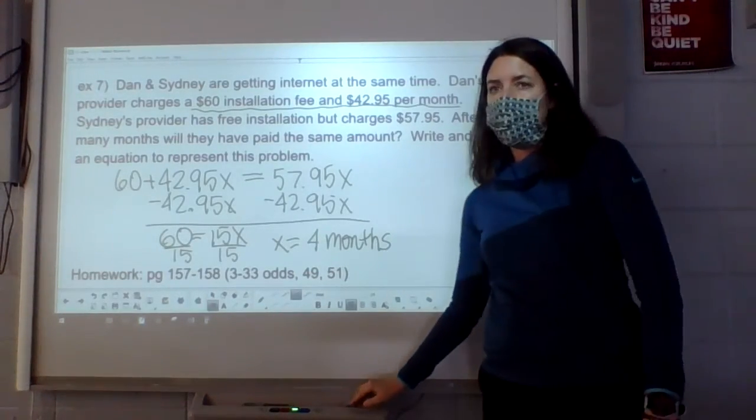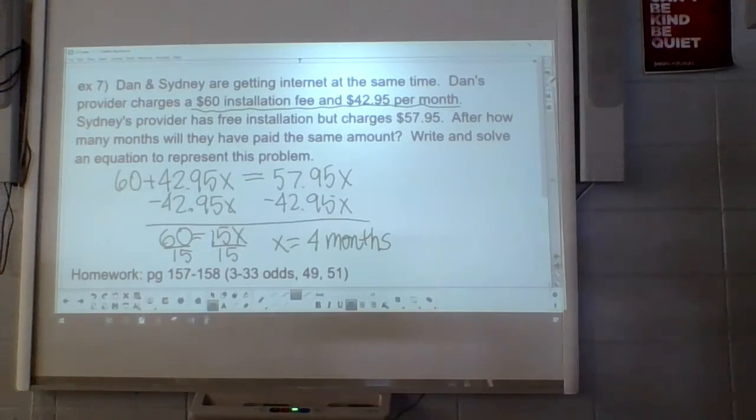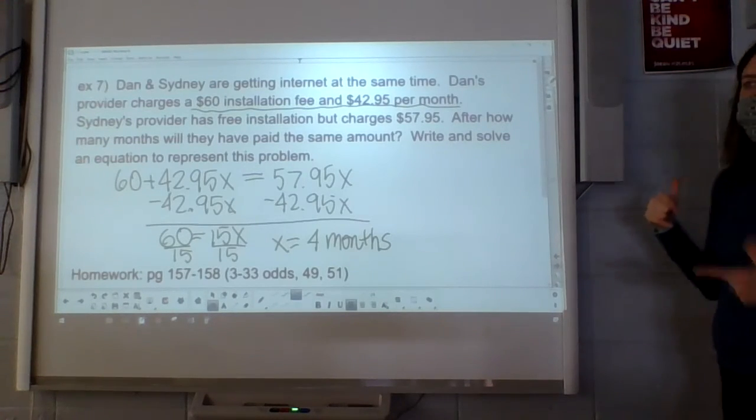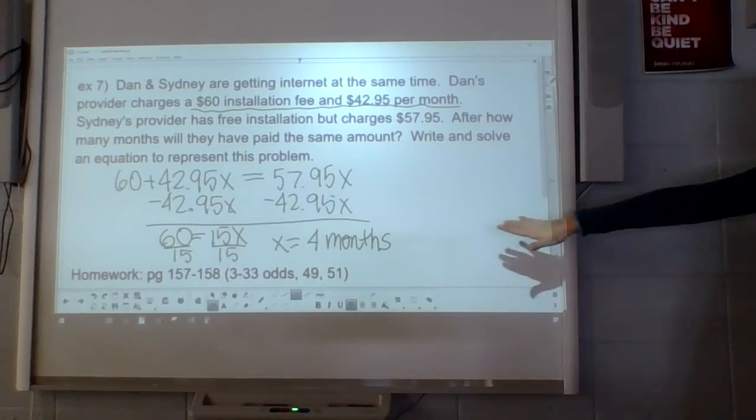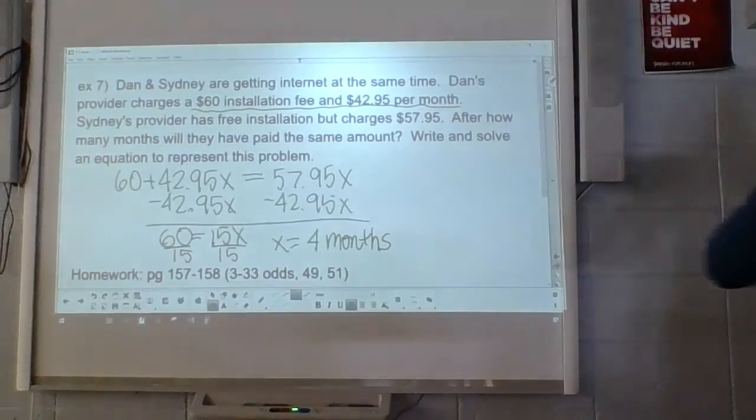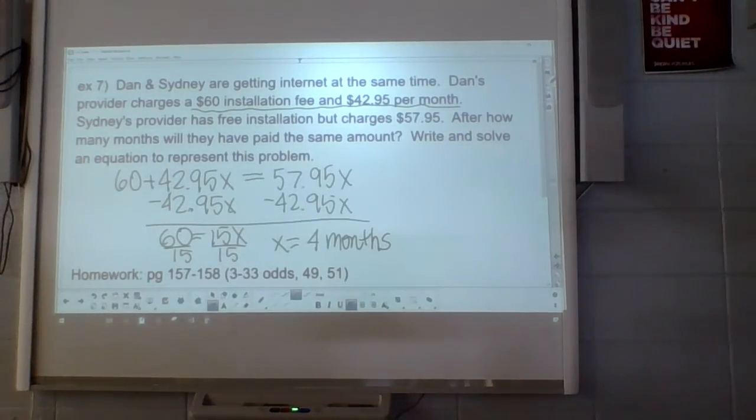And after that, if they're only going to live there 4 months, it's kind of a toss-up, what's the better deal? But after 4 months, who's got the better deal? Yeah, Dan, because he's paying less per month. So if he's going to stay more than 4 months, wherever he is, that deal is going to get better for him than it does for Sydney. That makes sense. All right, questions there at all?